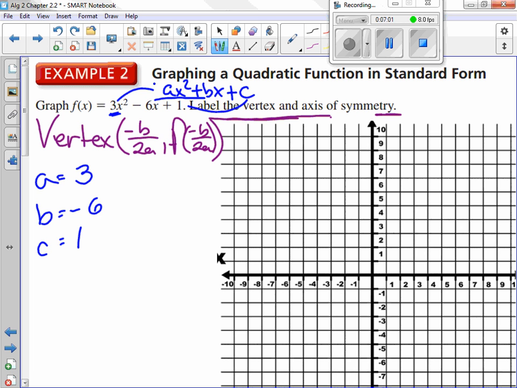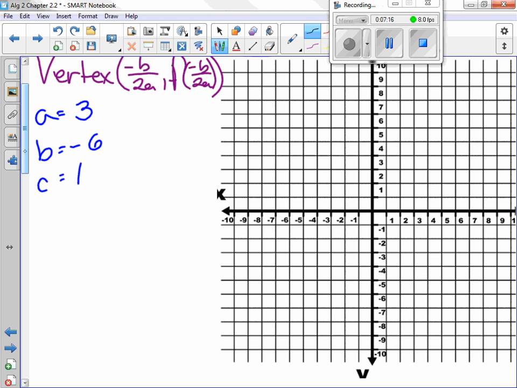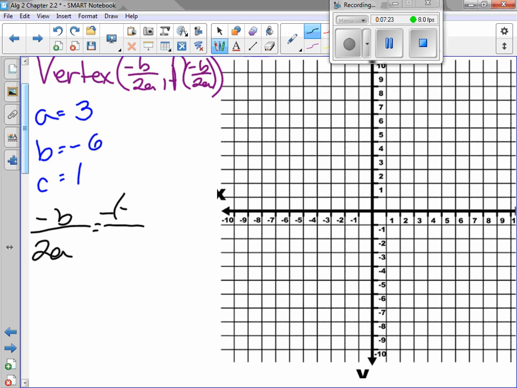So any questions on how we found a, b, and c? We good with a, b, and c so far? Yes? Now, the vertex. The x value of the vertex is negative b over 2a. What's the value of b? Negative 6. The value of a is 3. So negative b over 2a, we plug in the value of a and b into their respective places.